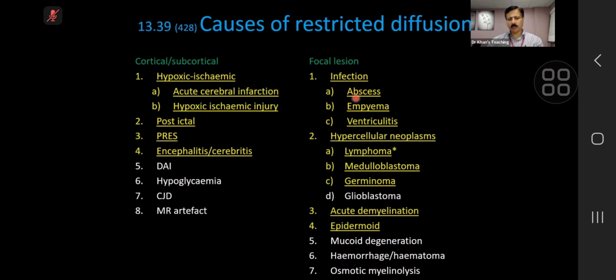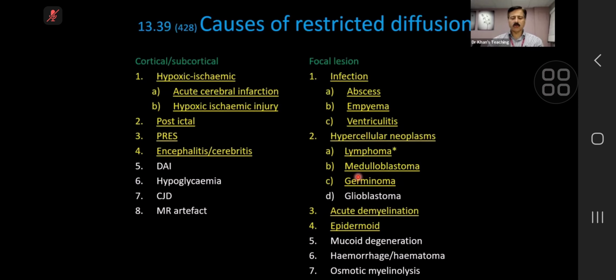These ones are extremely important. Abscess, empyema. Please remember that many tumors can also show restricted diffusion, and some of the tumors which can show restricted diffusion are not even written here in your Chapman. For example, meningiomas. I've seen so many meningiomas which show restricted diffusion. So, classical question in the exam is about which part shows restriction.